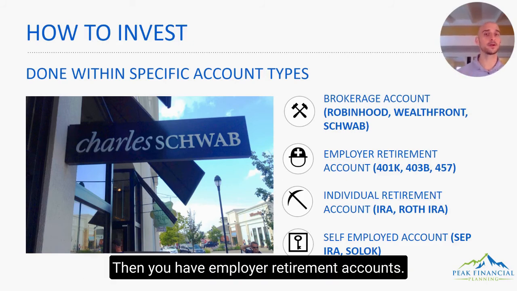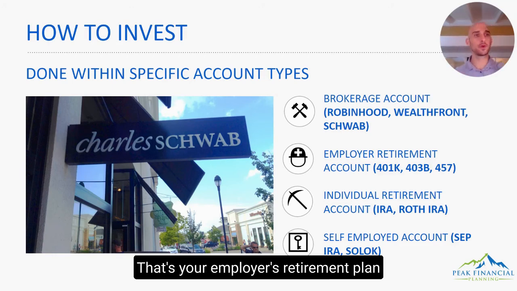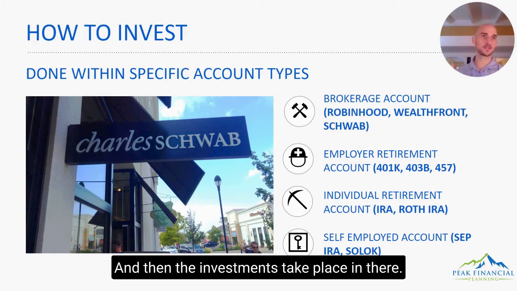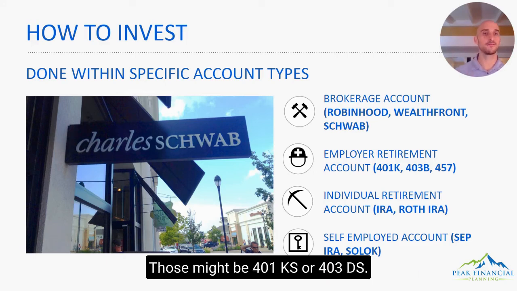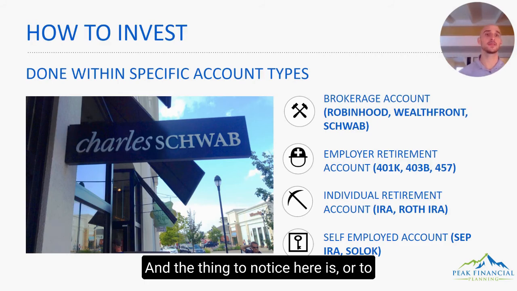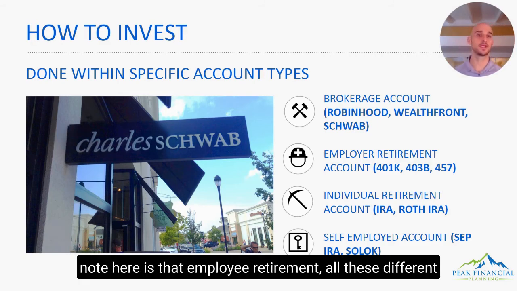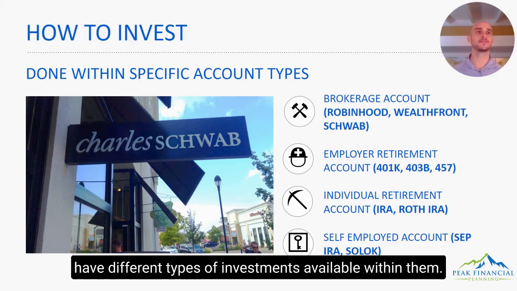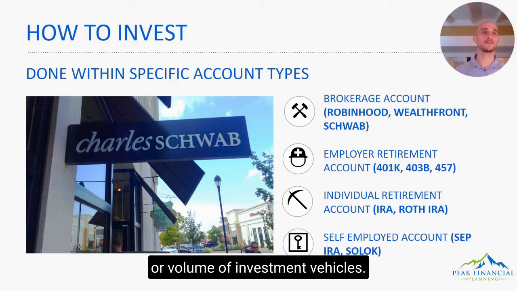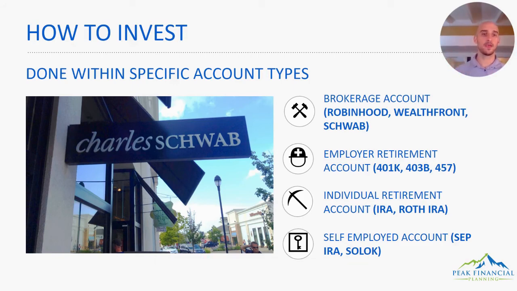Then you have employer retirement accounts. That's your employer's retirement plan within which you make contributions and then the investments take place in there. And those might be 401ks or 403bs, 457s. And the thing to note here is that all these different types of accounts that I go through now will have different types of investments available within them, a broader or narrower range or volume of investment vehicles.